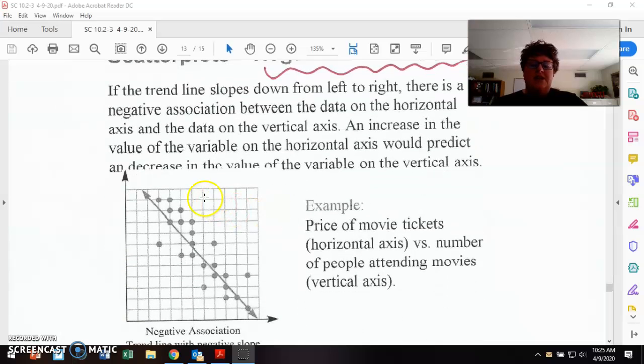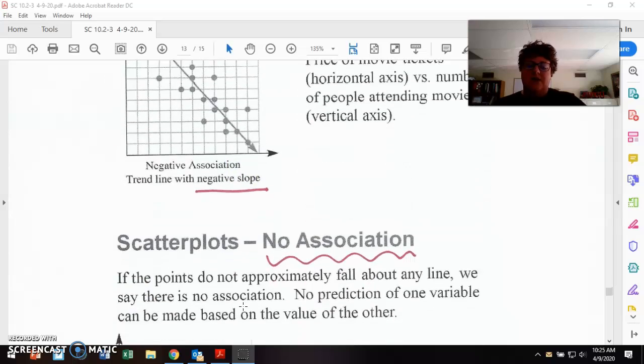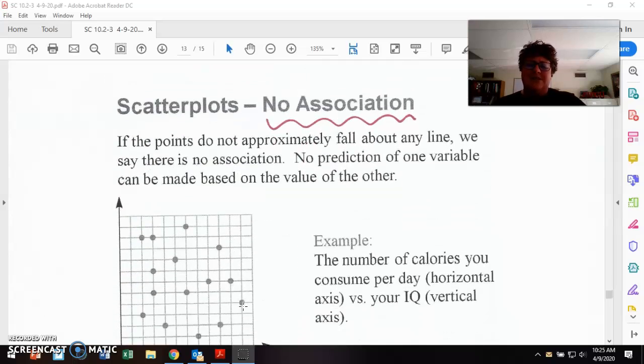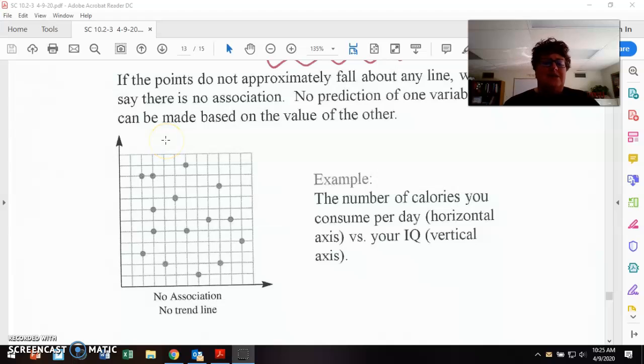A negative association is when it decreases from left to right, so you can see how the price of movie tickets versus the number of people attending works. The higher the price of the movie ticket, the lower the number of people attending, so a negative association there. And then sometimes you just have no association. Okay, so they're just scattered all over. That's like the number of calories consumed per day and your IQ. Those two are not connected whatsoever.